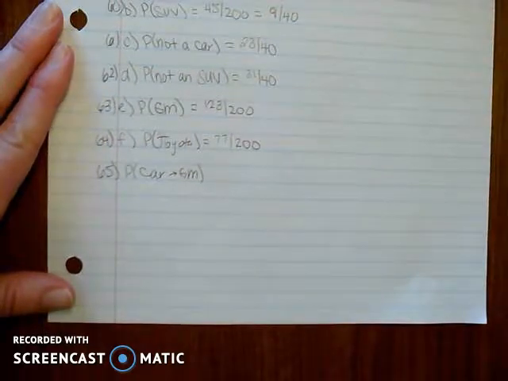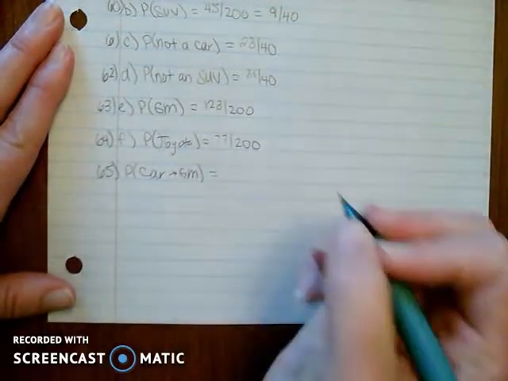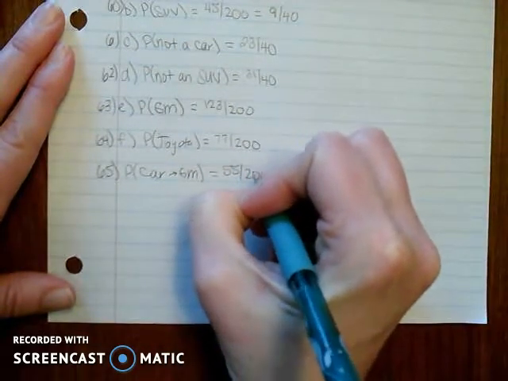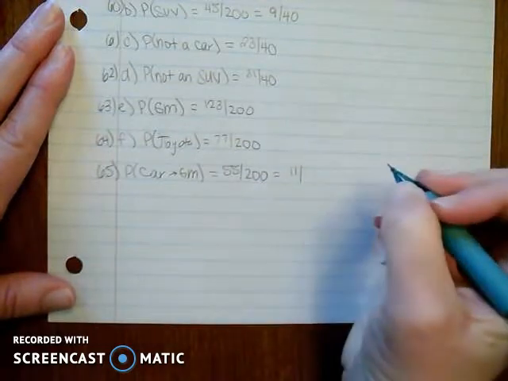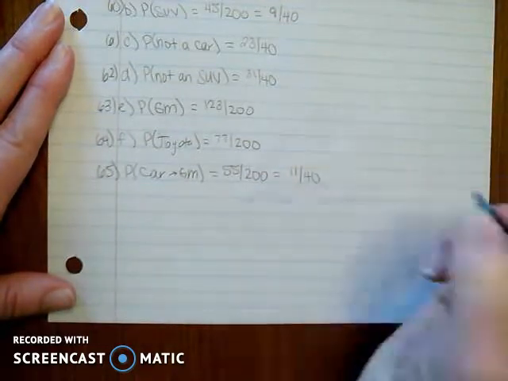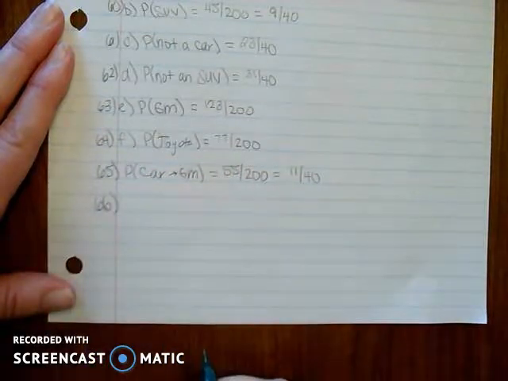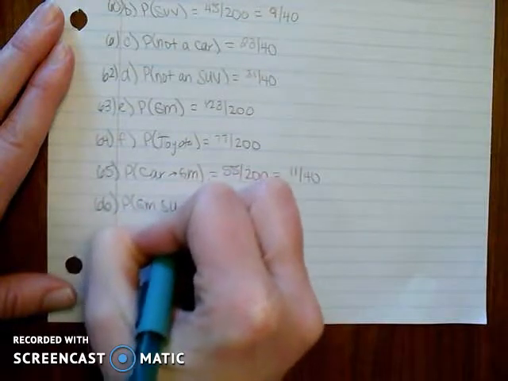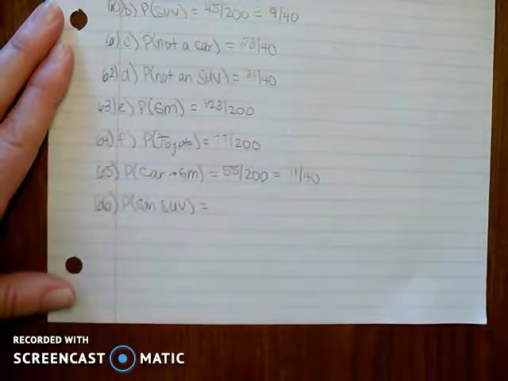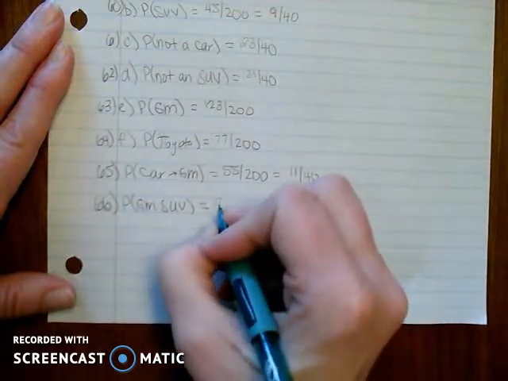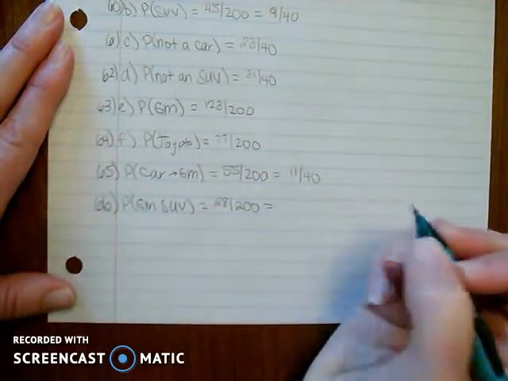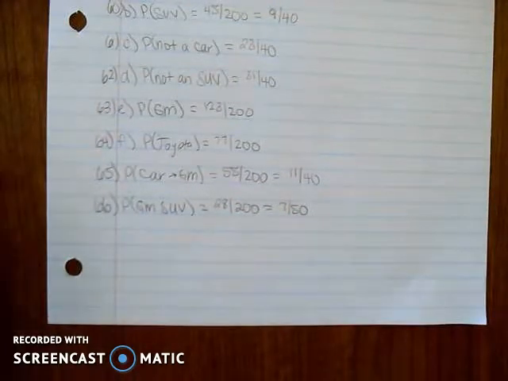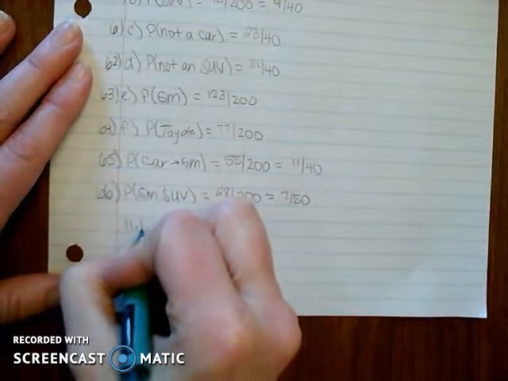All right, so now we're getting a little bit trickier. It has to just be a car that's manufactured by GM. So that's 55 of them out of 200, which gives us 11 out of 40. And then our last one is SUV, that's General Motors. And that one is 28 out of 200, which is 7 out of 50. All right, so that's what 11.1 is, just about probability.